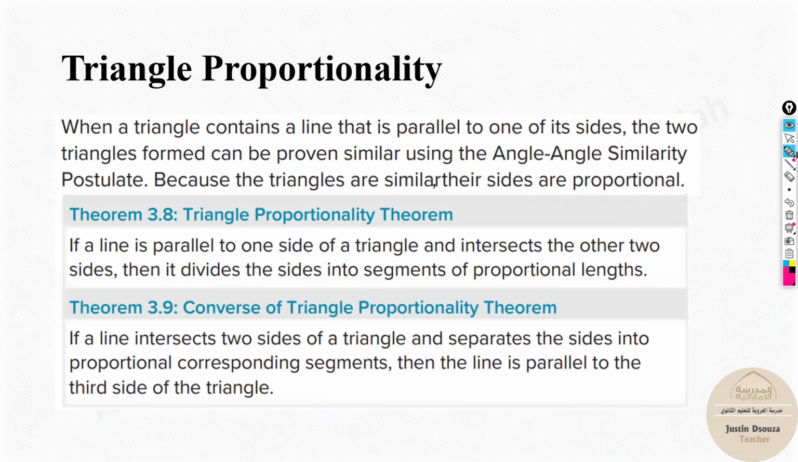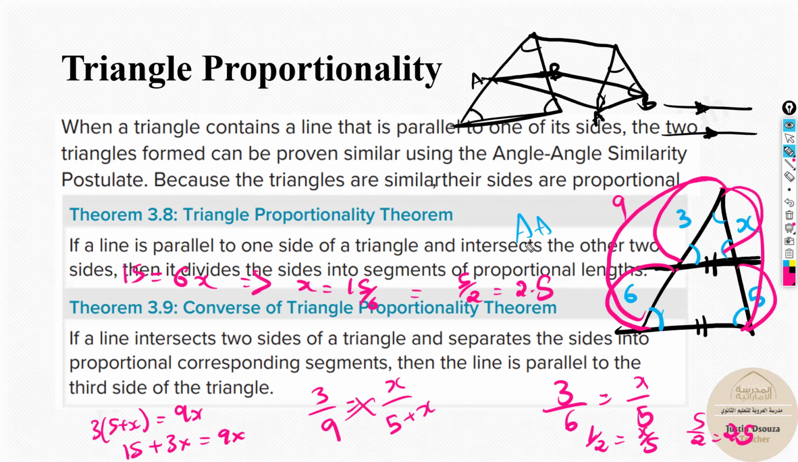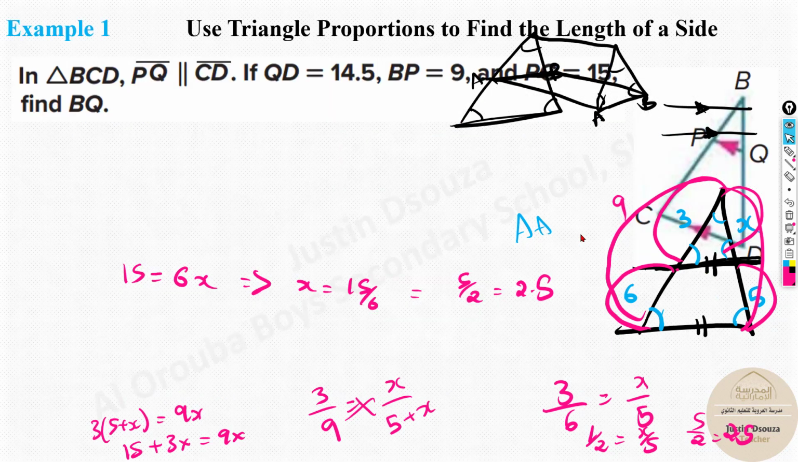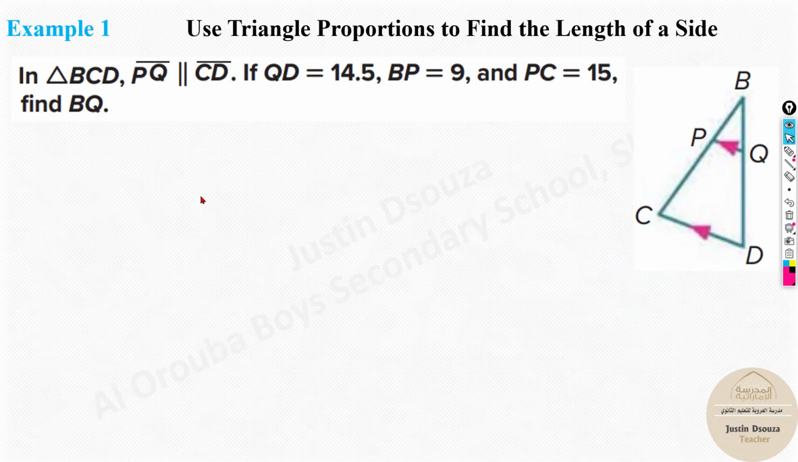By the way, one of these theorems just says that if a parallel line is drawn to a triangle and it intersects both the sides, then if these both are parallel, the sides are proportional. Another way, the corollary just tells the converse. If we have proportional triangles like this, then these two sides will be parallel. So that's it. Now we will look into this problem here.